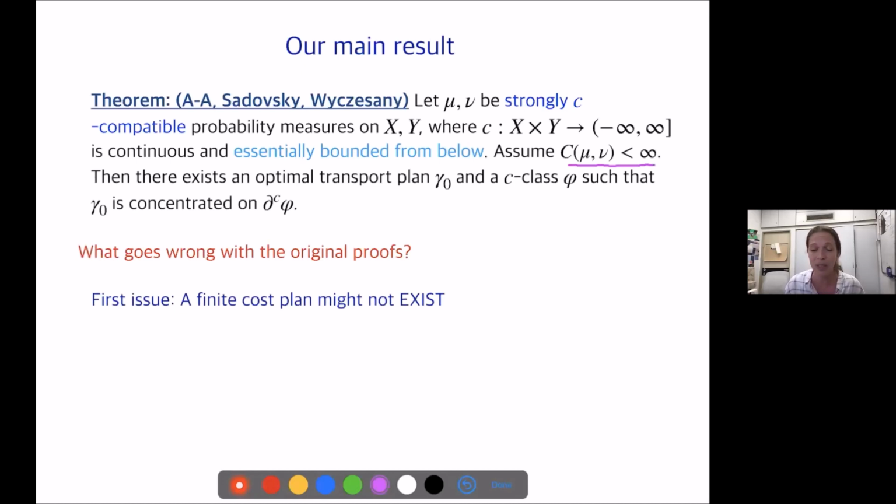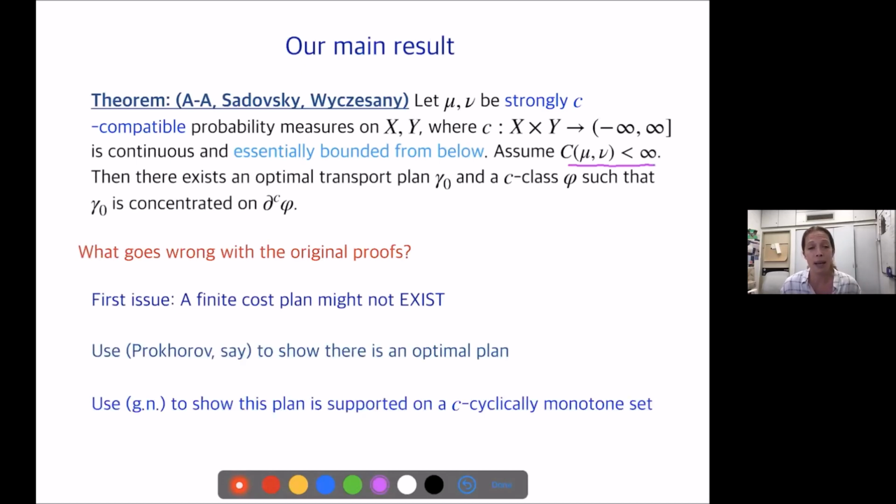It will play a key role in what I'm talking about. The next two steps: one of them is showing that once you have a finite cost plan, there is an optimal plan, using some compactness type theorems. And the third step, saying that when you have an optimal plan, it has to be supported on a C-cyclically monotone set. Now, I did not define yet what C-cyclically monotone is. Some of you know this from general knowledge, but I will talk about this in the next slide if you do not. But this is some important geometric property that just holds, by general nonsense, for optimal plans with respect to a cost C. So these two steps actually work perfectly.